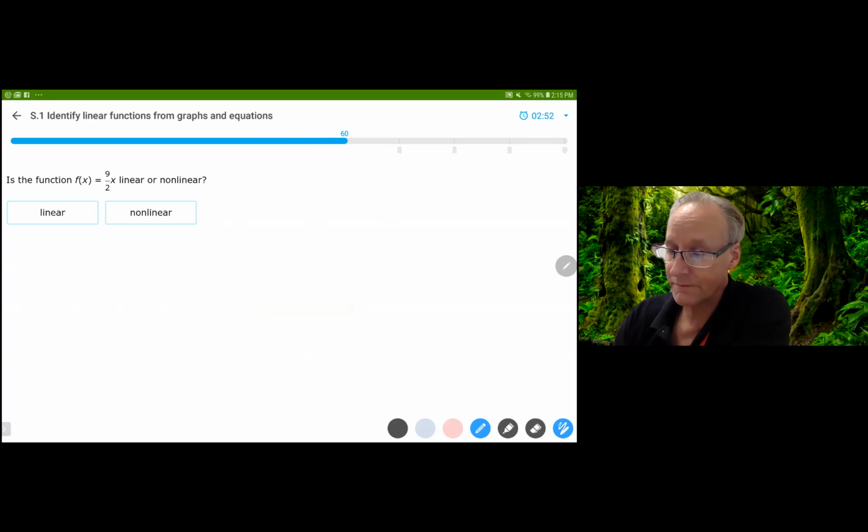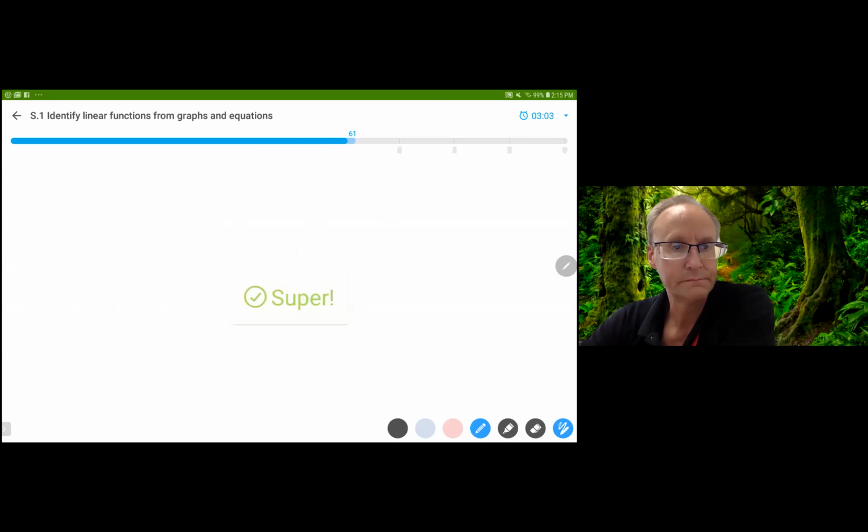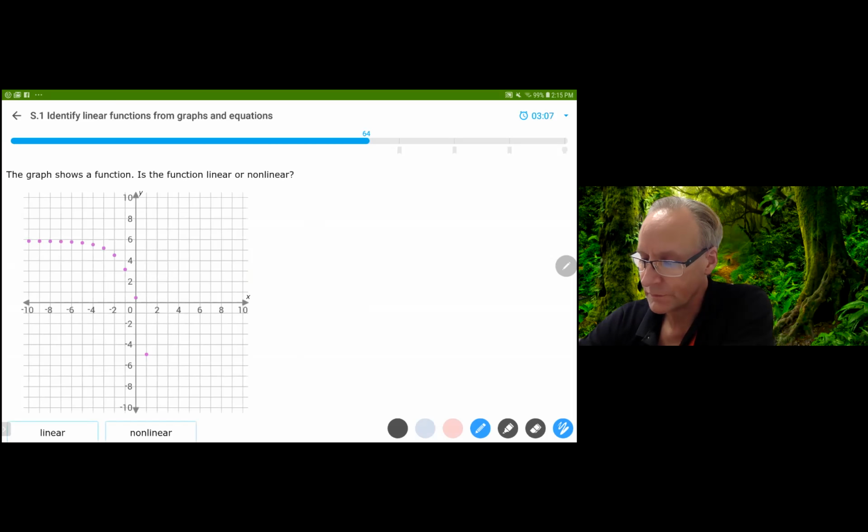Now this one has a fraction in it, but f of x is equal to 9/2 x. That x is to the first power, which is linear. This one is nonlinear. This one is a negative exponential graph, and it is definitely nonlinear.